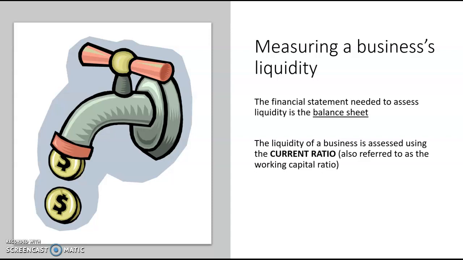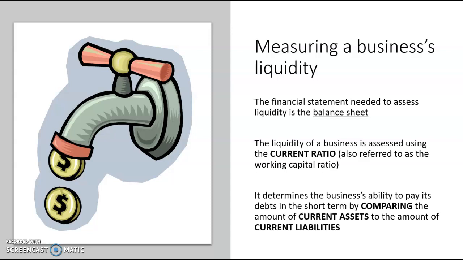The current ratio sometimes is also called the working capital ratio. Now, the current ratio simply compares the level of current assets a business has to the level of current liabilities it's obligated to pay.